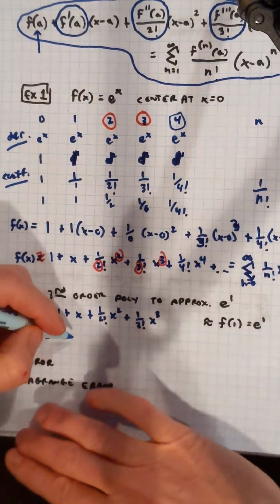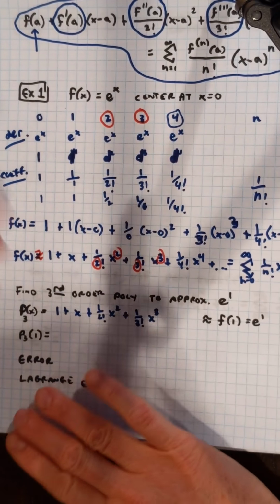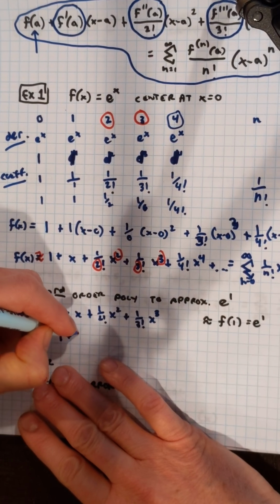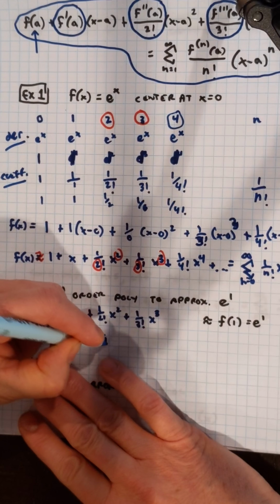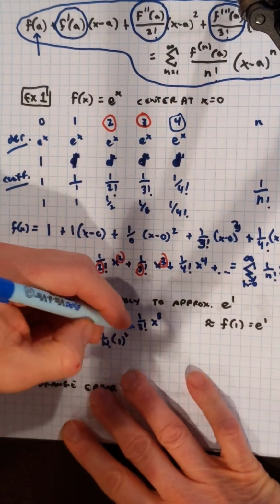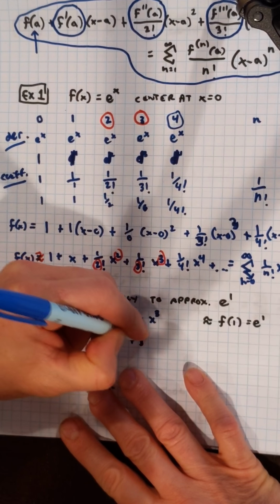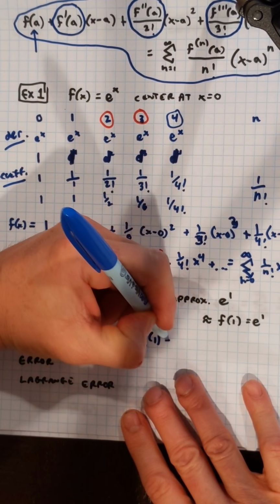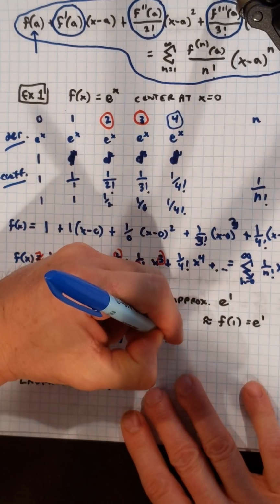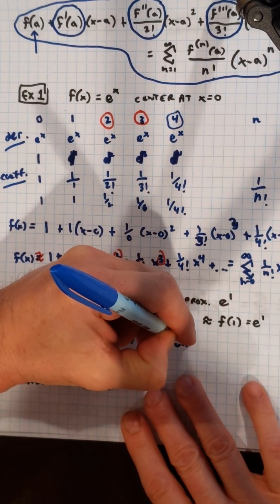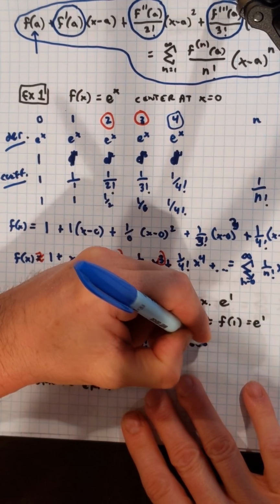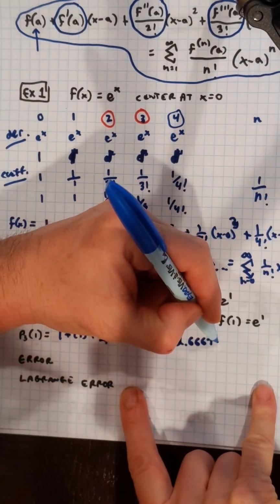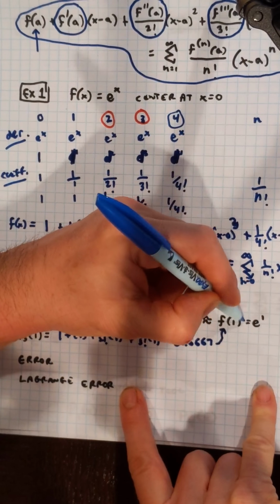So let's try that real quick. So let's plug in 1 real quick, and that's going to give me 1 plus 1 plus 1 over 2 factorial times 1 squared plus 1 over 3 factorial 1 cubed. If I do that, I get this approximation is equal to 2.6667. Okay, that is a third order approximation for this, for f1.